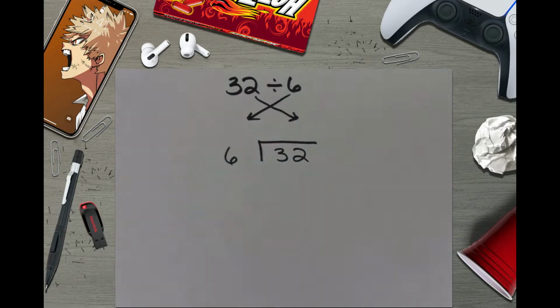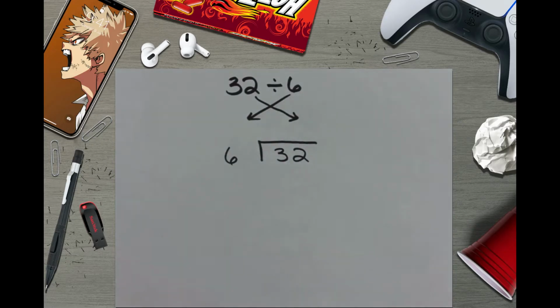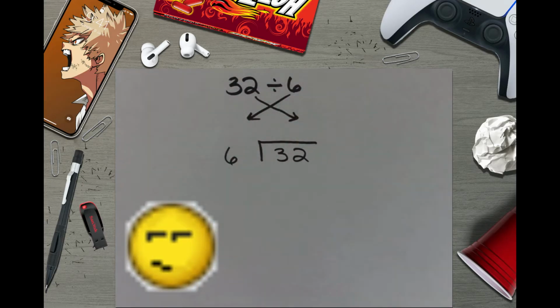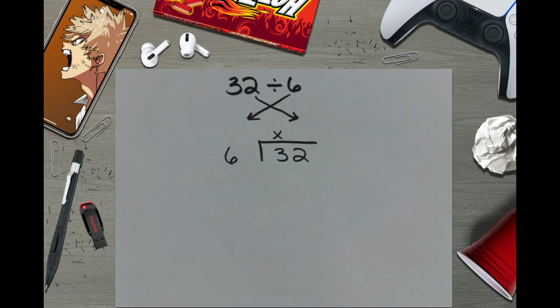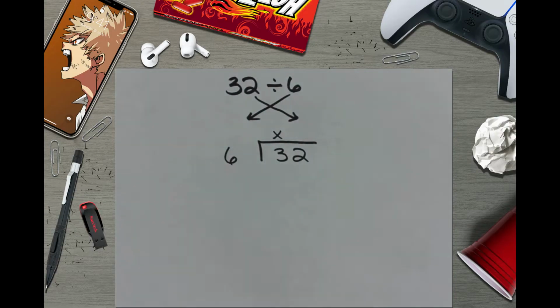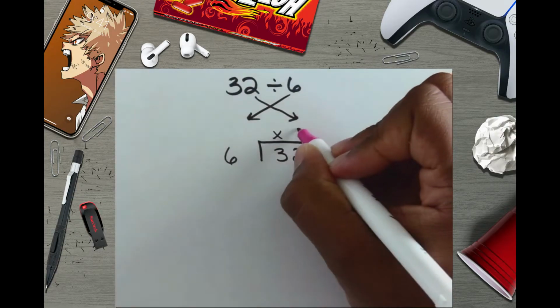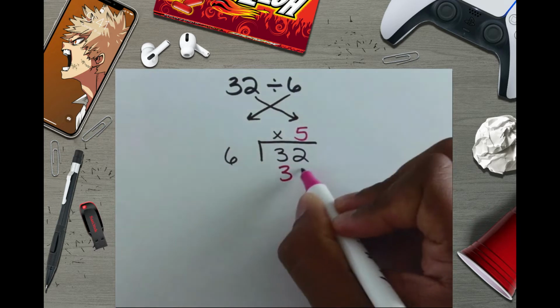In dividing, remember the first thing you want to ask yourself is, does our divisor go into part of our dividend? So, does 6 go into 3? It does not. Since 6 doesn't go into 3, I'm not going to put a number there. Now I ask myself, does 6 go into 32? Now it does. How many times? 5 times. 5 times 6 is going to be 30.